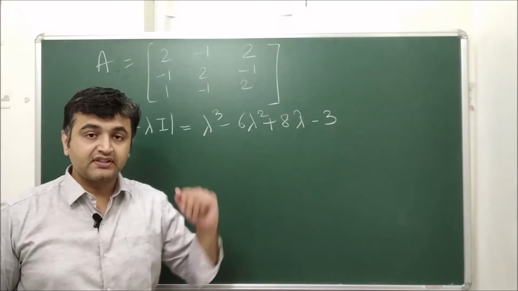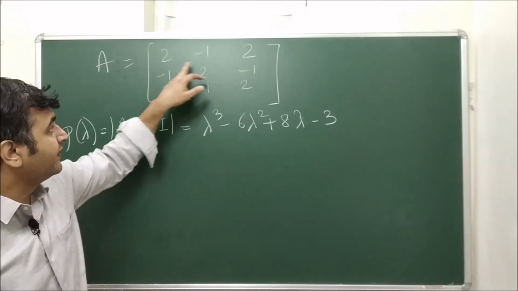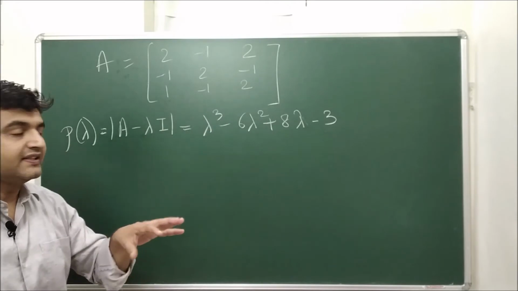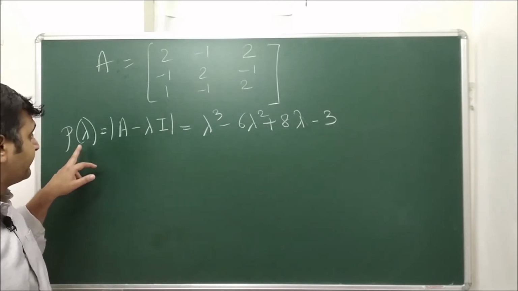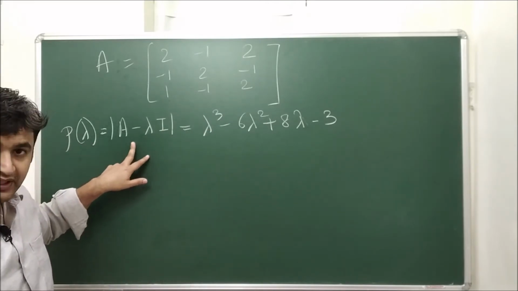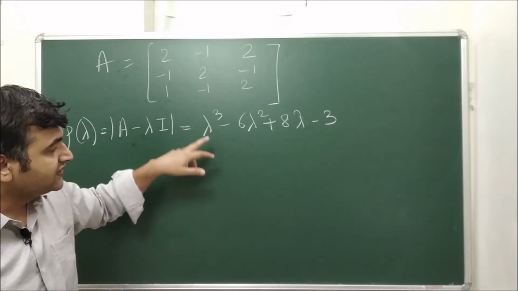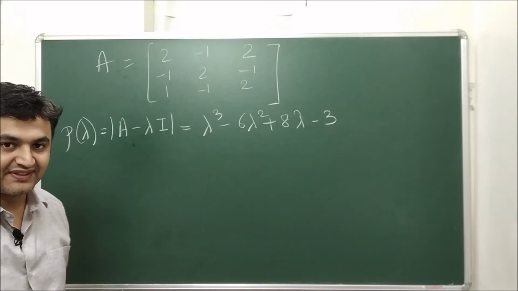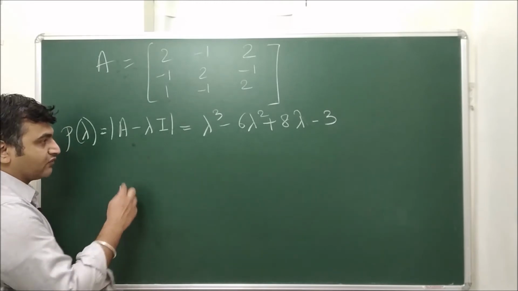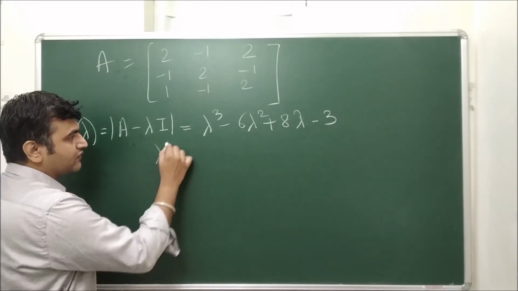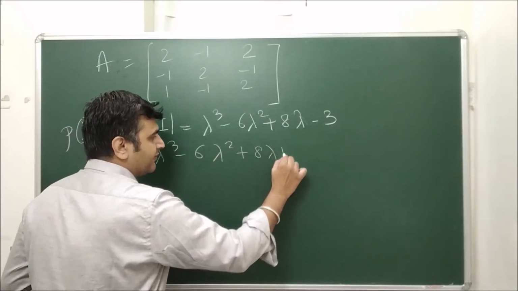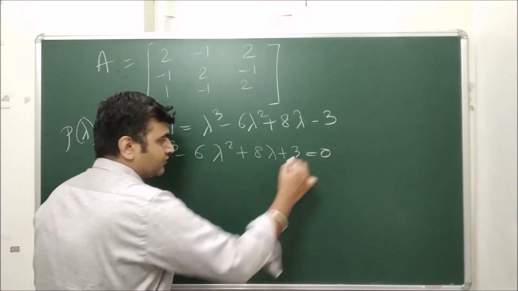Suppose this is the 3 cross 3 matrix you have: 2 minus 1 2, minus 1 2 minus 1, 1 minus 1 2. The first thing is you find the characteristic polynomial P of lambda, which is determinant of A minus lambda I, and when you solve this, this is the answer you get. I have just written it directly to save your time. So what is the characteristic equation? Lambda cube minus 6 lambda square plus 8 lambda plus 3 equal to 0.